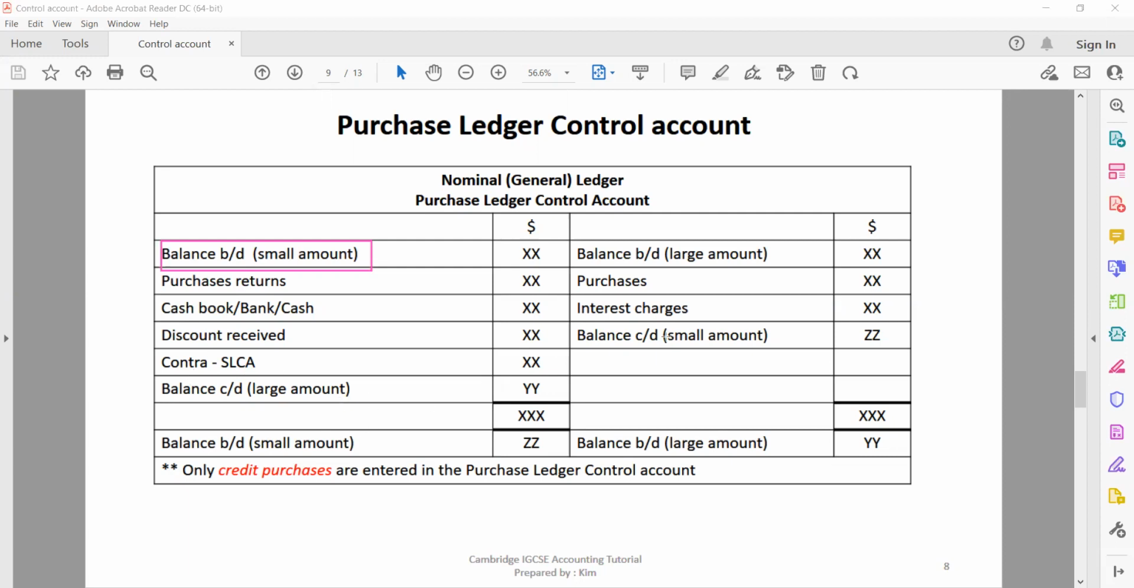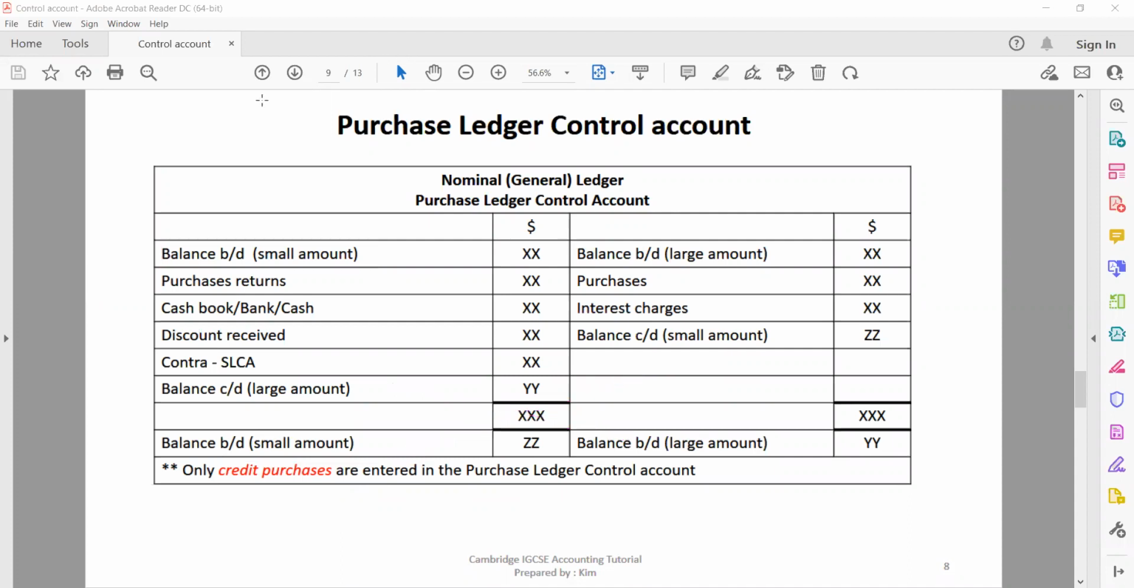Balance carry down. In the credit side, balance brought down, the larger amount. Purchases, interest charge, balance carry down. So balance carry down, balance brought down as usual will bring to the following month or following year. And take note that in the exam, they like to put in cash purchases and credit purchases. Only the credit purchases will be put into the purchases ledger control account.